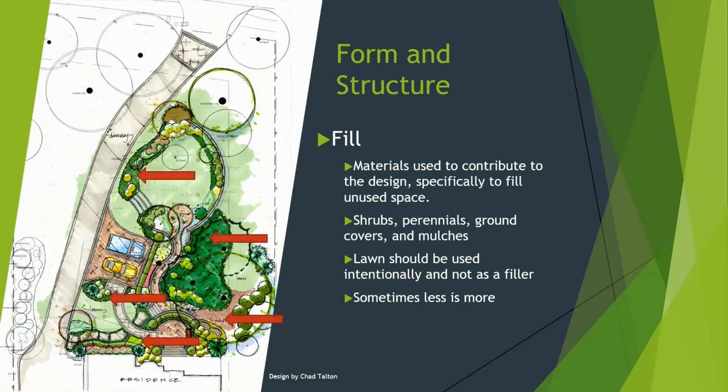Okay, so here are some examples. You notice that these dark green masses are filling in those areas, using around borders, other groups of planting. You have mulch areas here, and that works out really well. Of course, lawn is going to be a filler also, but we want to use it intentionally.